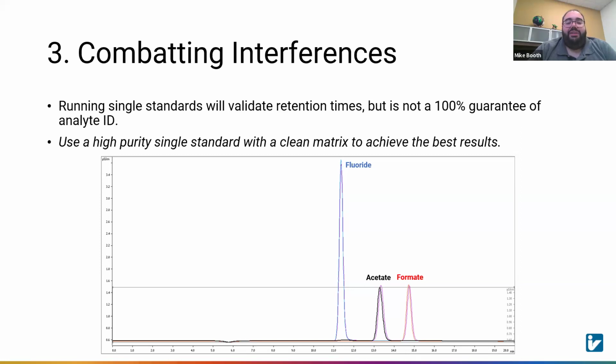I would also recommend when you're running these single stock checks, not to run them at too high of a concentration. Try to find out where the concentration range of your samples are, or like the midpoint range of your calibration curve. Because if you run them at too high of a concentration, the peaks are going to be a little bit too broad. You might not be able to narrow down the right retention time. So just keep that in mind as well.